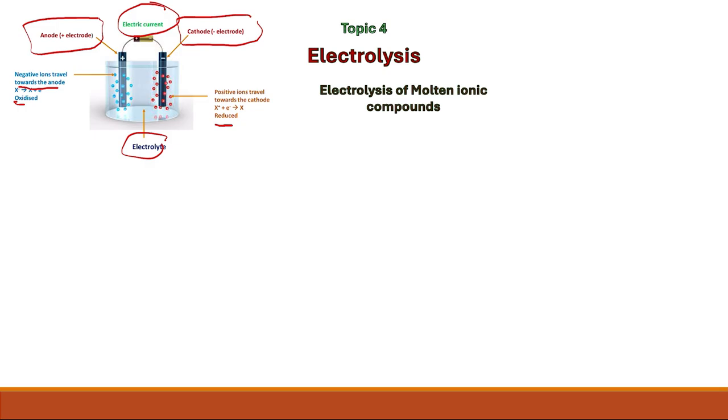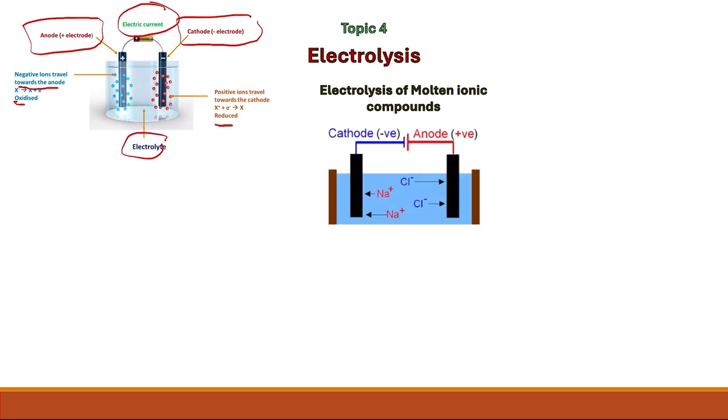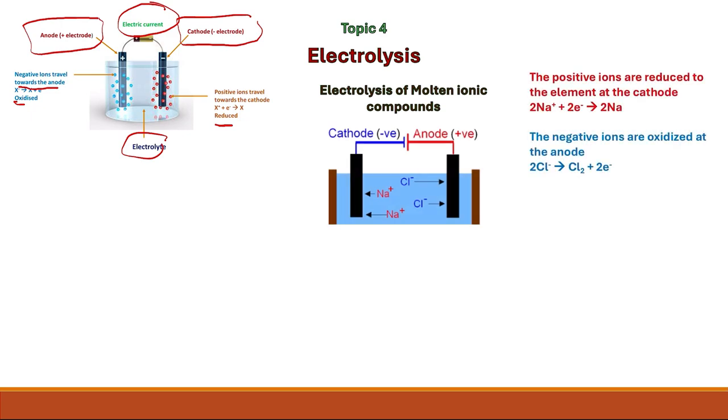So for electrolysis of a molten ionic compound, something like molten sodium chloride, the positive ions are reduced to the element at the cathode, and this is the ionic equation for the reduction of sodium ion to give you sodium. And the negative ions are oxidized at the anode. So this is the ionic equation for the oxidation of the chloride ion to give you chlorine and the electrons.